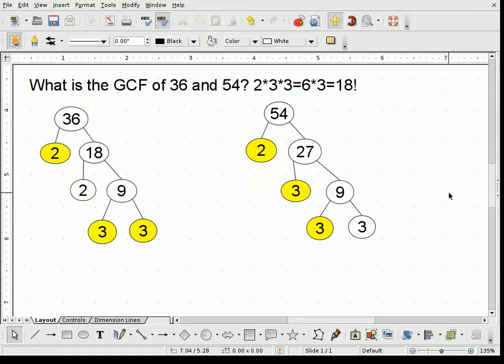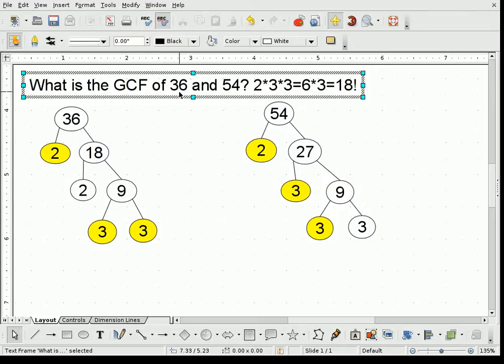We have just found out what the GCF, or greatest common factor, of 36 and 54 is. Our next task is to find out what the LCM, or the least common multiple, is between these two numbers. There are several ways to do it, but the quickest way is to do it like this.